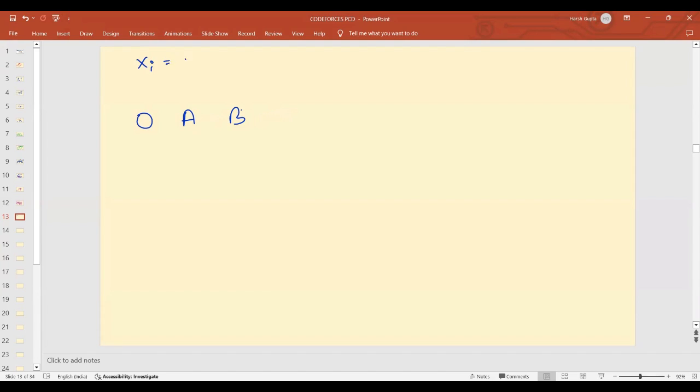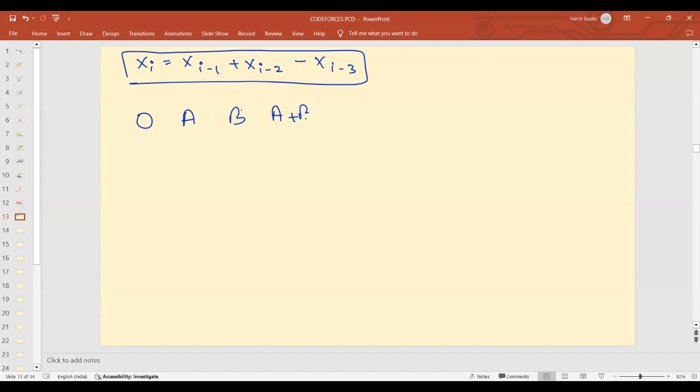Just keep this in mind. xi is xi minus 1 plus xi minus 2 minus xi minus 3. This is xi. Do everyone agree with me that the third number will be A plus B? What will be the fourth number? Or sorry, this is the fourth number. What will be the fifth number?